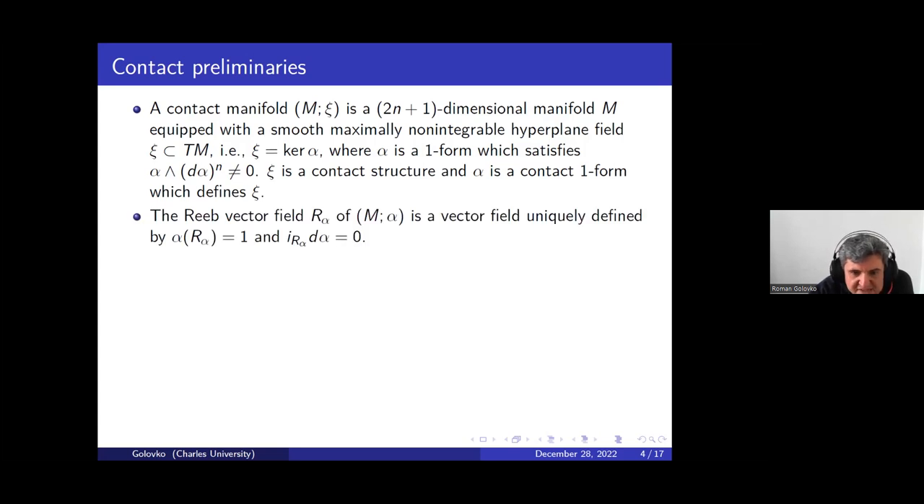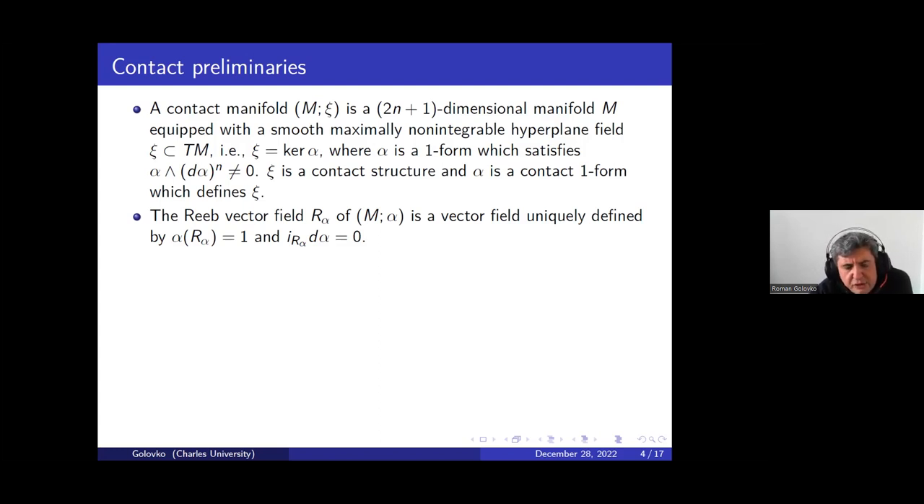Now, if we fix our manifold and if we fix not the contact structure, but a contact form, which defines the contact structure, as you can see from the previous definition, basically for one contact structure, one can have many contact forms. So if one has at least one contact form, then multiplication with a nowhere vanishing function will give another contact form. So basically to one contact structure, one can associate many contact forms.